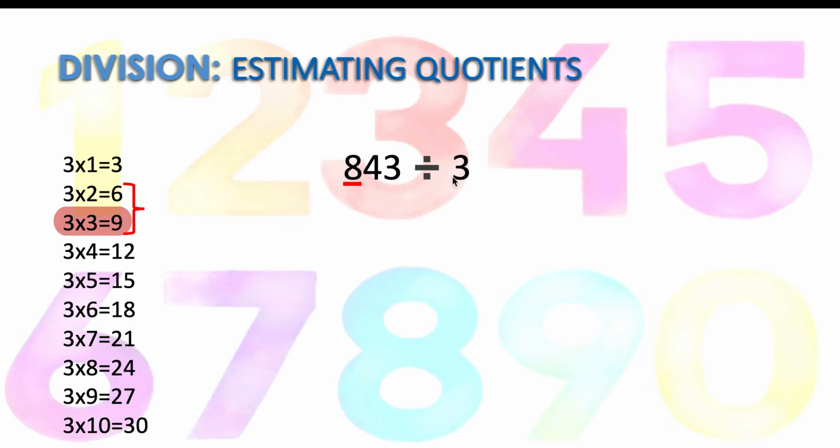So we only decide 3 times what is closer to 8, or between which two results we can find number 8. We can find number 8 between 6 and 9. So we know that we're going to decide between these two results. Now, which one is closer? Number 9 is closer. That's why we're going to use number 9.